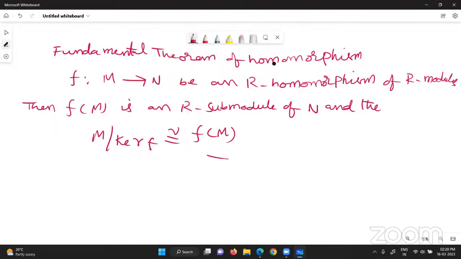This is the fundamental theorem of homomorphism, which we can prove easily with the knowledge of the fundamental theorem of homomorphisms of rings we studied, and the fundamental theorem of homomorphisms for modules also.